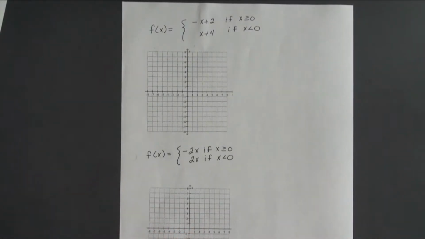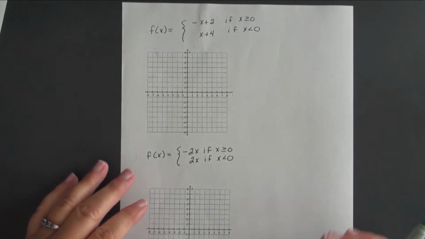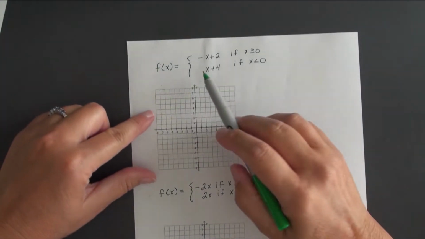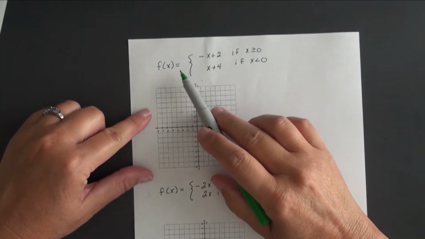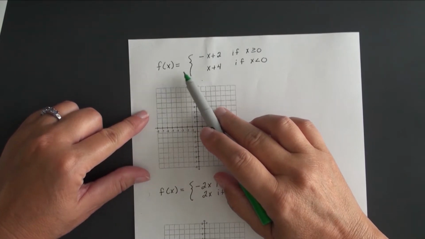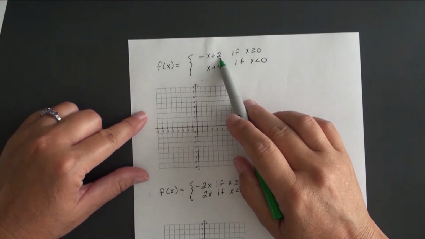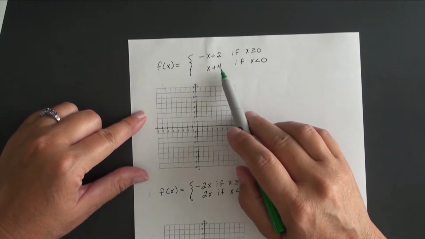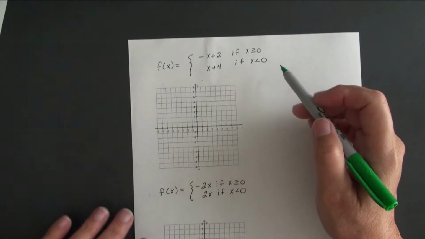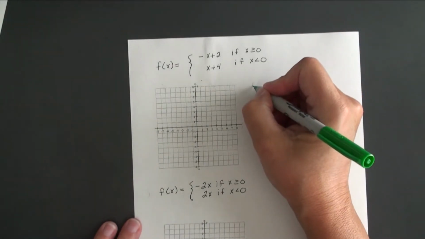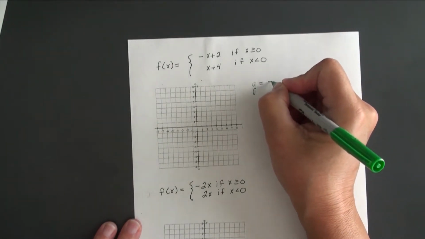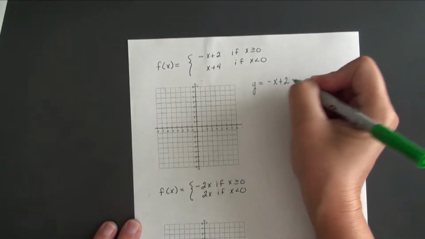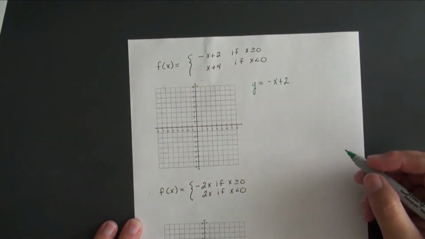Let's continue with our study of piecewise functions by doing some more graphs. So I'm going to look at this piecewise function here. f of x equals minus x plus 2 if x is greater than or equal to 0, and x plus 4 if x is less than 0. So what I like to do is write down both equations, and remember that f of x is the same thing as y.